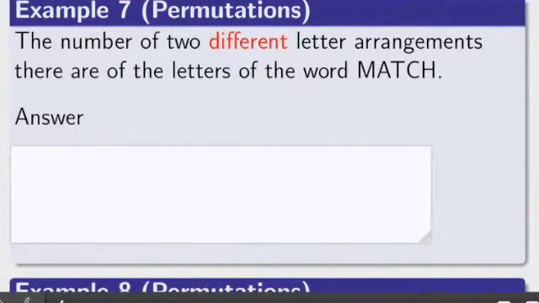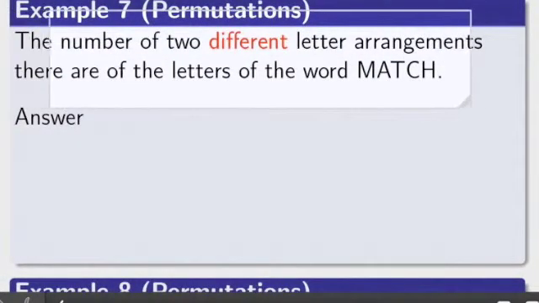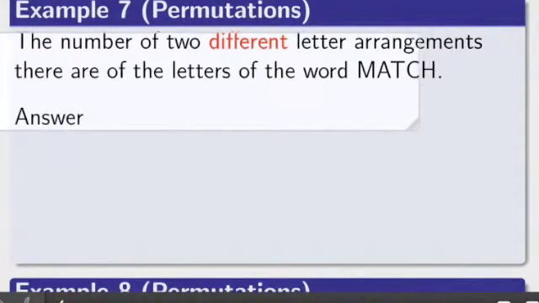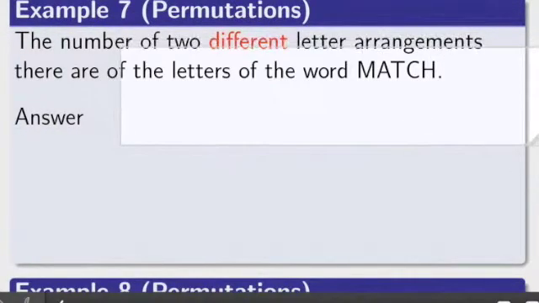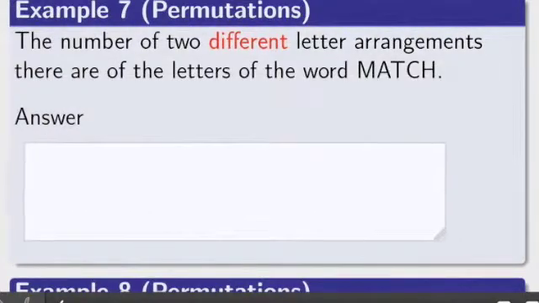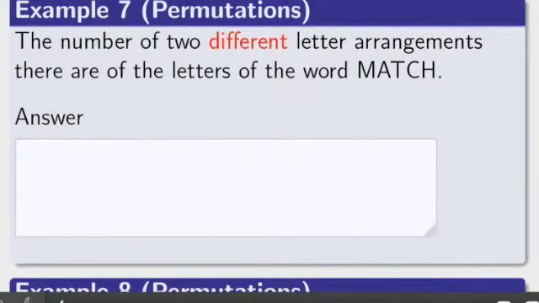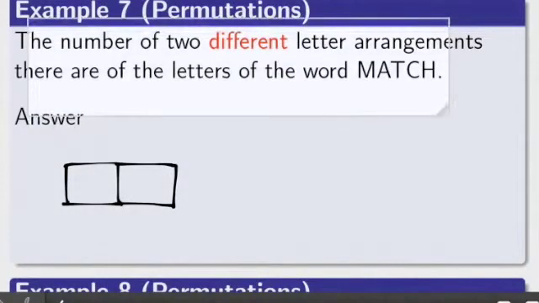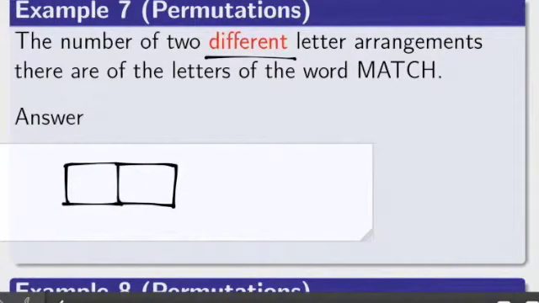Example 7, the number of two different letter arrangements there are of the letters of the word match. Match has 5 letters and we are interested in 2 letter arrangements. So we will draw 2 boxes because we are interested in 2 letter arrangements. And the 2 letters need to be different. So we can't repeat the letters.